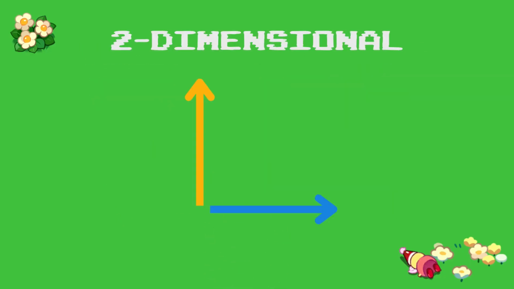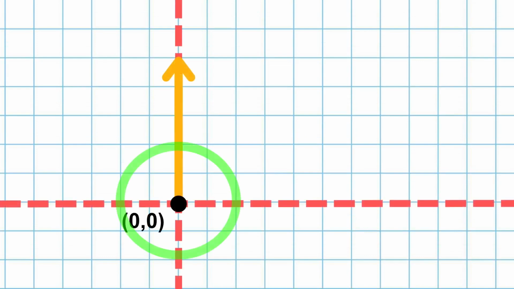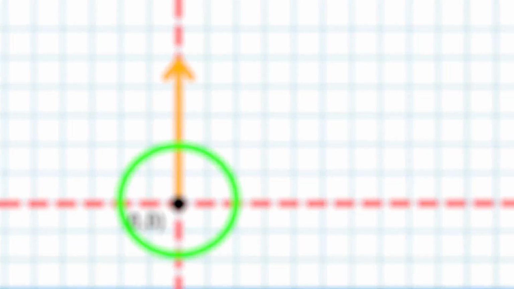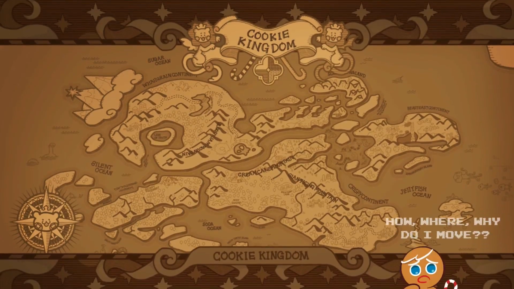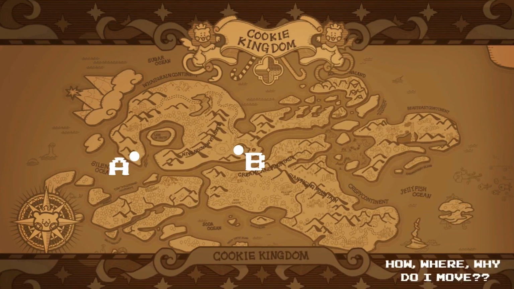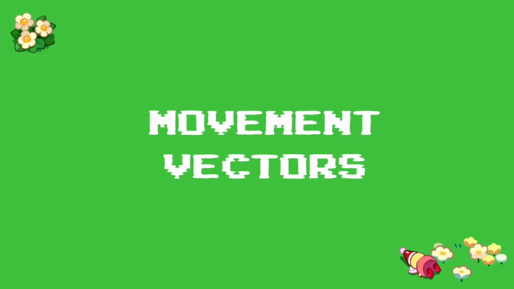Vectors can be 2D, which only consists of x and y dimensions, or 3D, which includes an extra z dimension. For example, a vector at the origin, 0, 0, indicates that the object is at the center of the world. These are position vectors, which simply describe an object's position relative to a point in space. Game designers can also use vectors to represent an object moving from point A to point B, regardless of where they started. These are known as movement vectors.